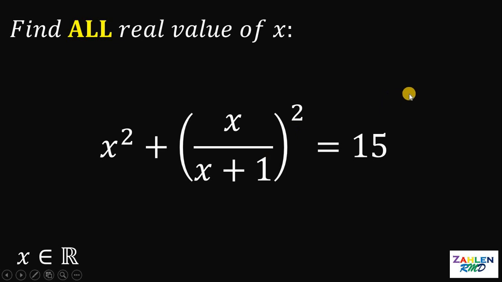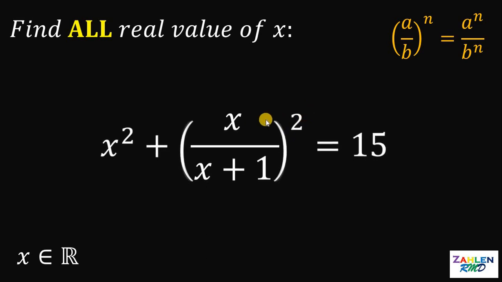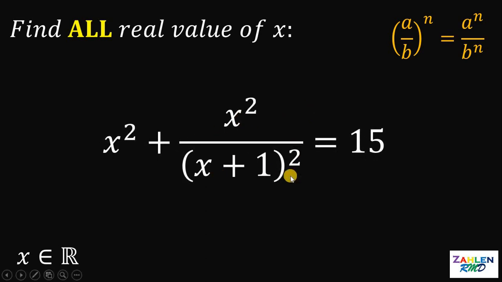Now, take note that if we have (a over b) raised to n, it is equivalent to a raised to n over b raised to n. Therefore, this expression (x over x plus 1) quantity squared can be written as x squared over (x plus 1) quantity squared. And now, notice that we have a common term of x squared, so we can factor out x squared.